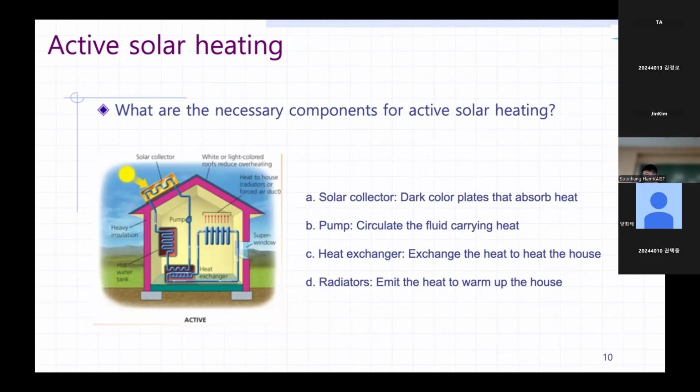And the heat exchanger exchanges the heat to warm the house, just like, in Korean, you guys have heaters. And the last one is radiators. They emit the heat to warm up the house.